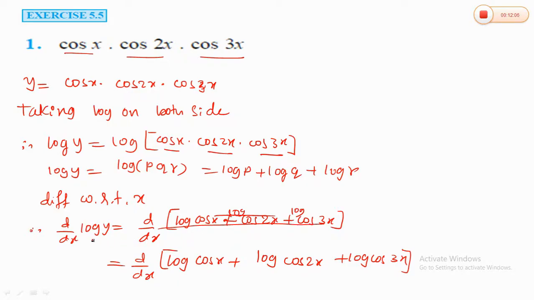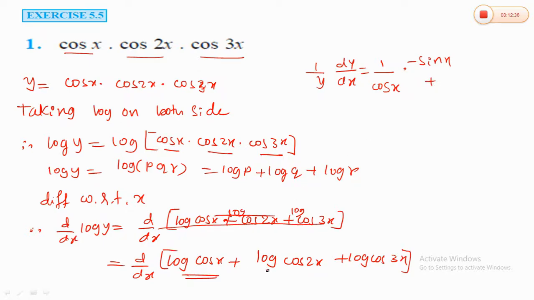So now the derivative of log y is 1 upon y, and the derivative of y is dy by dx. This equals the derivative of log cos x. This one is a composite. So the derivative of log cos x is 1 by cos x. Again, the derivative of cos is minus sin x.